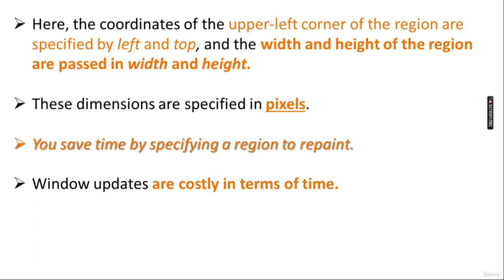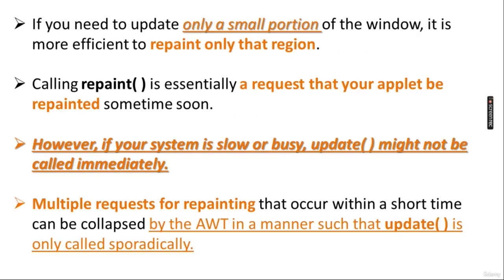You save time by specifying a region to repaint, because instead of repainting the entire applet, you are repainting only a part of it. Window updates are costly in terms of time, so you have to reduce time complexity to be a better programmer. If you need to update only a small portion, it is more efficient to repaint only that region. For that purpose, that repaint syntax is very efficient for us.